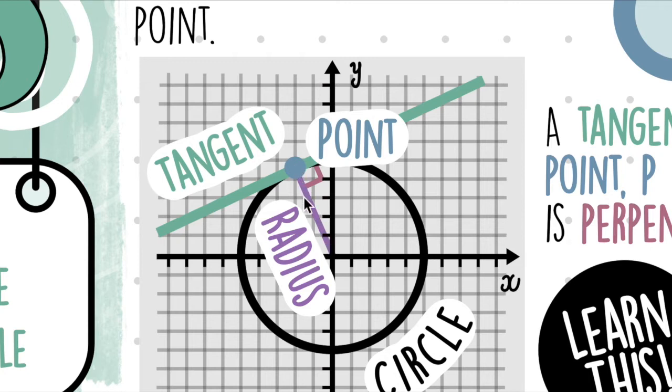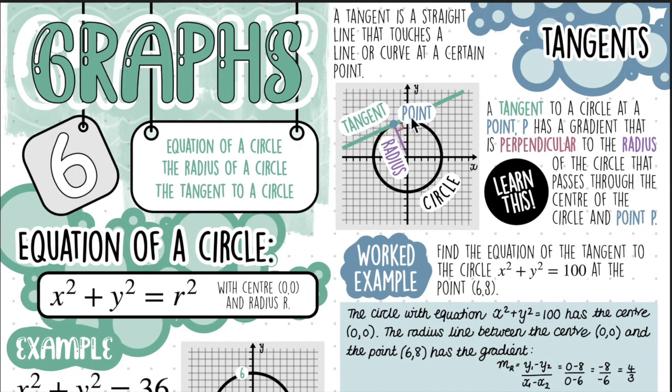Now this purple line here is actually a radius line. It is a radius line that passes through the centre and the point, this point here, at which the tangent and the circle meet. And one key bit of information that you need to learn is that this radius line here is always perpendicular to the tangent line. And you can kind of see it in this diagram. You can see that, yeah, this is a right angle. So always remember that a tangent to a circle at a point P has a gradient that is perpendicular to the radius of the circle that passes through the centre and that point P.